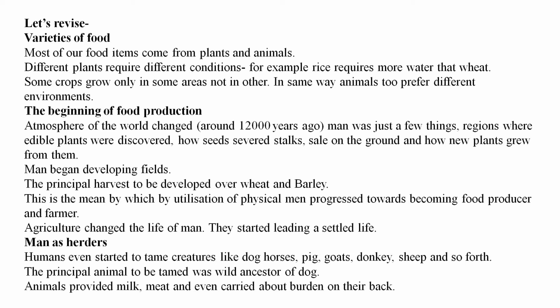Agriculture changed the life of man. They started leading a settled life. Man as herders: humans even started to tame creatures like dogs, horses, pigs, goats, donkeys, sheep and so forth. The first animal to be tamed was the wild ancestor of the dog. Animals provided milk, meat and even carried burdens on their backs.